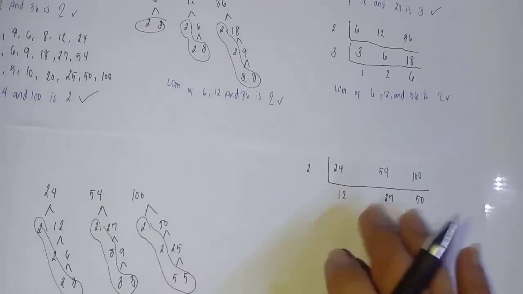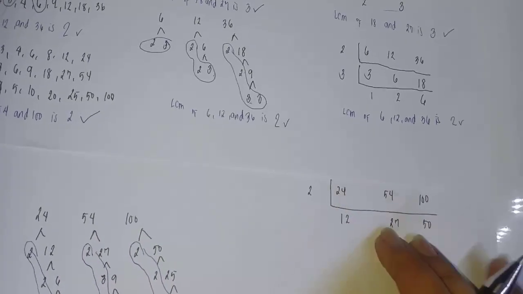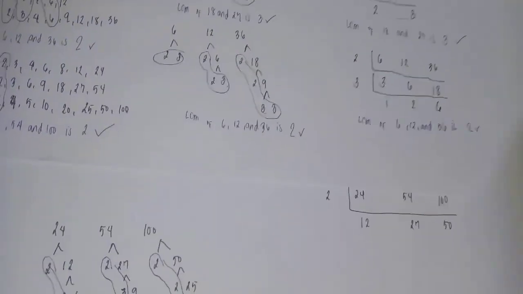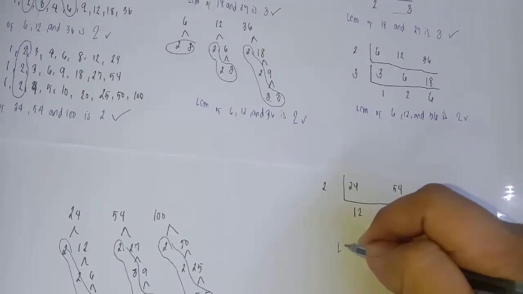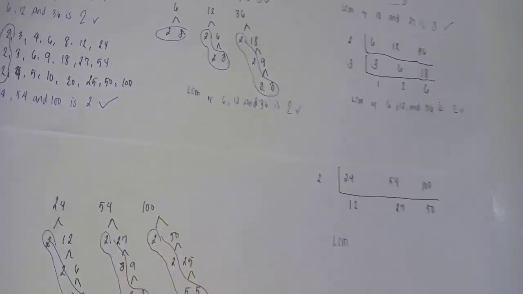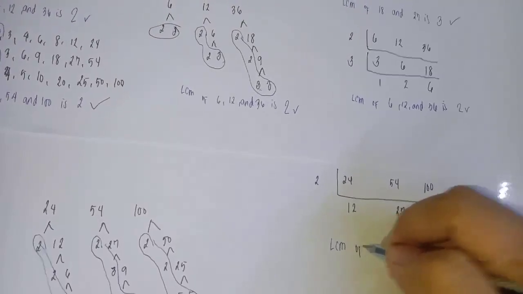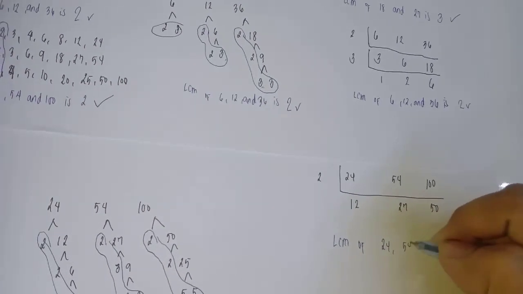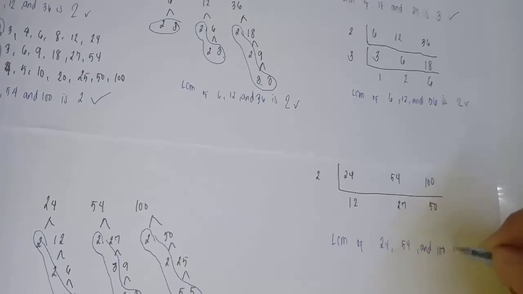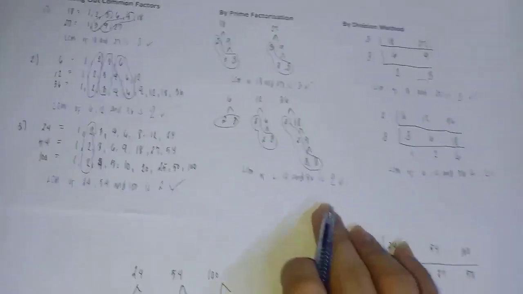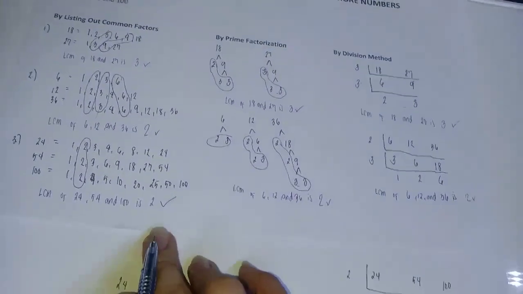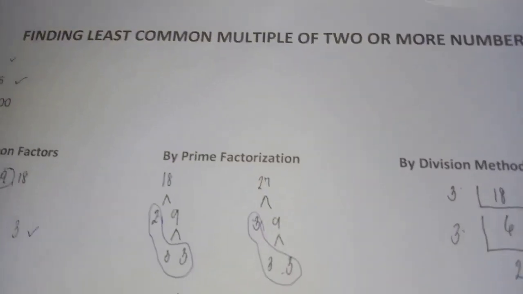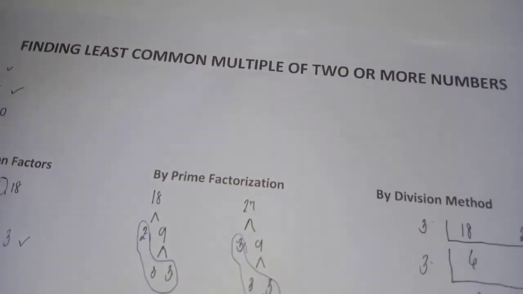Then it cannot be divided further, kasi walang common na divisors that can divide 12, 27, and 50. So the only divisor that we have is 2, and it is its GCF and LCM. So the LCM of 24, 54, and 100 is 2. Which is the same kung gagamit tayo ng prime factorization, and also the same kung gagamit tayo ng listing out common factors. So this is how you find the least common multiple of 2 or more numbers.